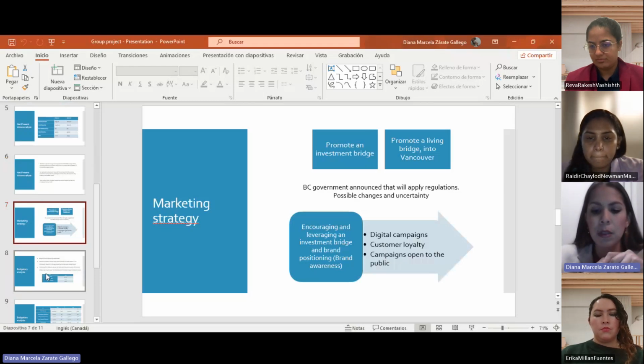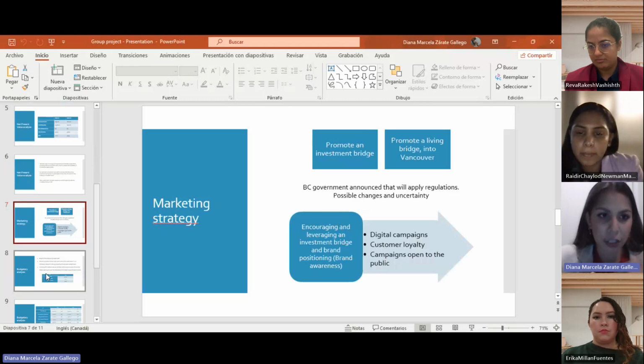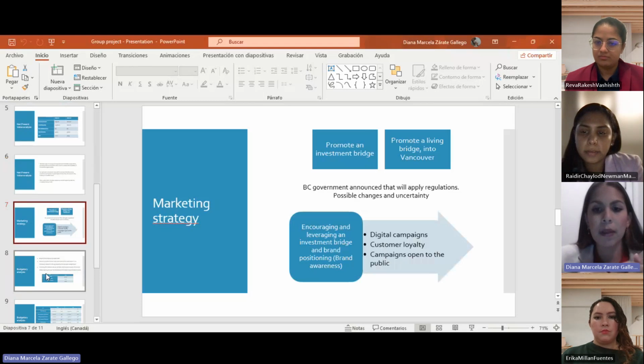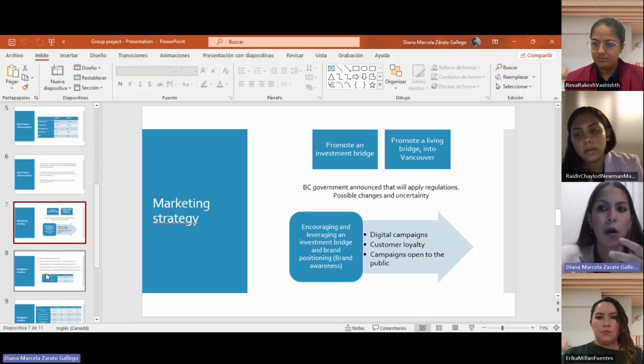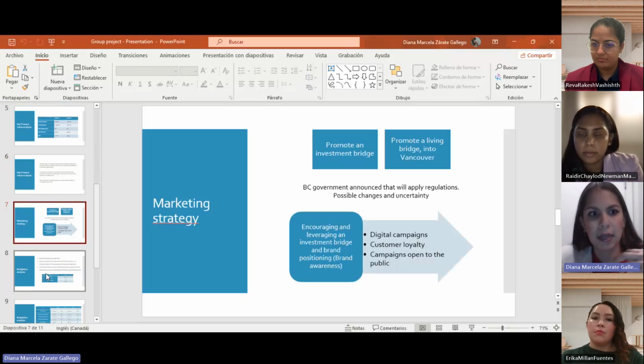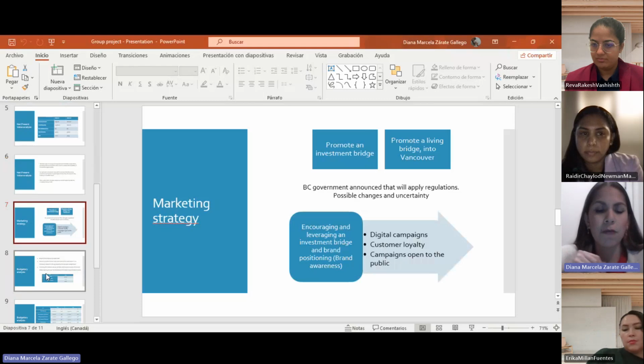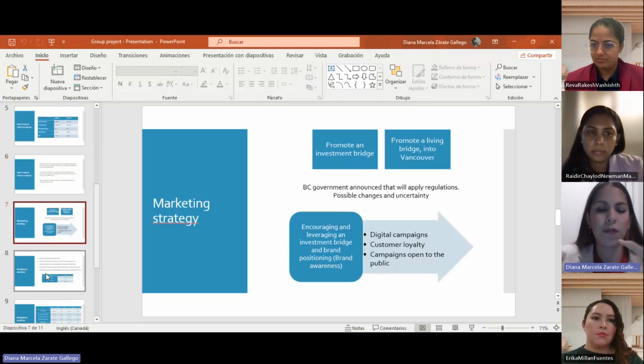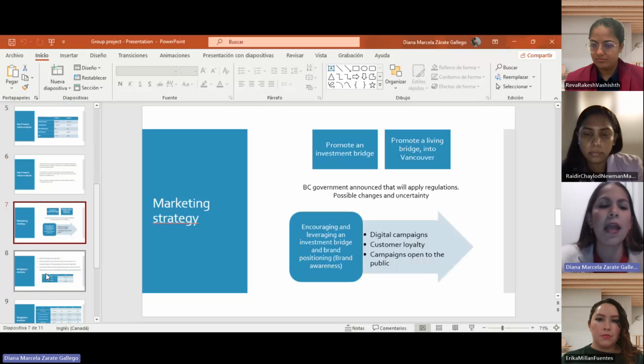The company should make some activities around digital campaigns, customer loyalty, and campaigns open to the public, because it's important that the company acquire more customers, and not only keep the existing customers, so the business can offer its services to more people. Okay, so that's it about the marketing strategy.